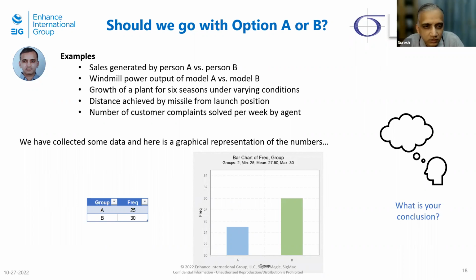So based on this data, what do you think? Who should we reward? Should we reward person B for higher sales, or should we penalize person A for having lower sales? In most cases, what we find is that people make decisions based on averages alone. So based on averages, we would conclude that B is better than A.